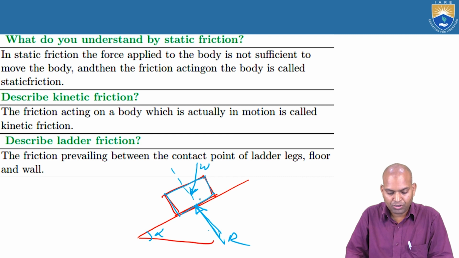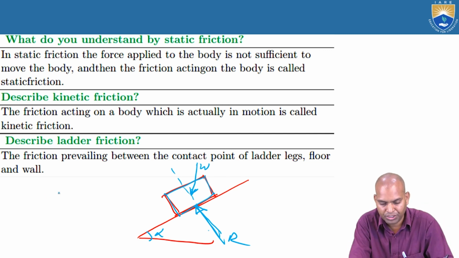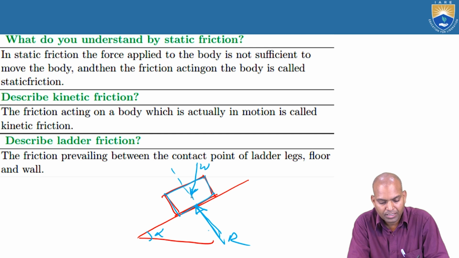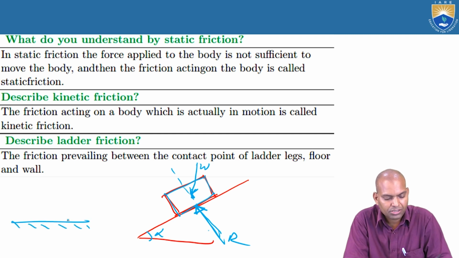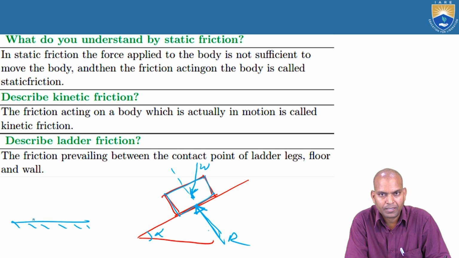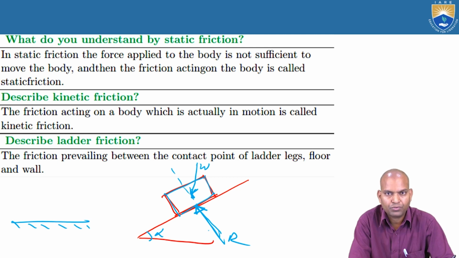We have to resolve these components into horizontal and vertical, or along the plane and normal to the plane, and apply them and find the equations. Those are known as equilibrium equations. Now here, what is the normal reaction? Normal reaction means the reaction that acts on the weight, normal to the plane of the body. Normal reaction is the reaction force which acts normal to the plane and is equal to the action force.